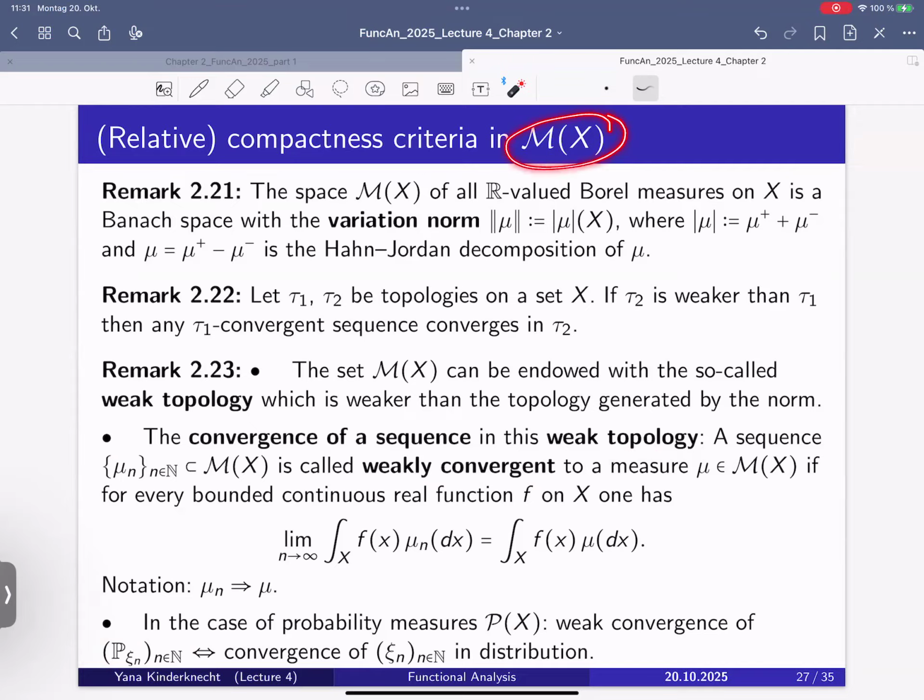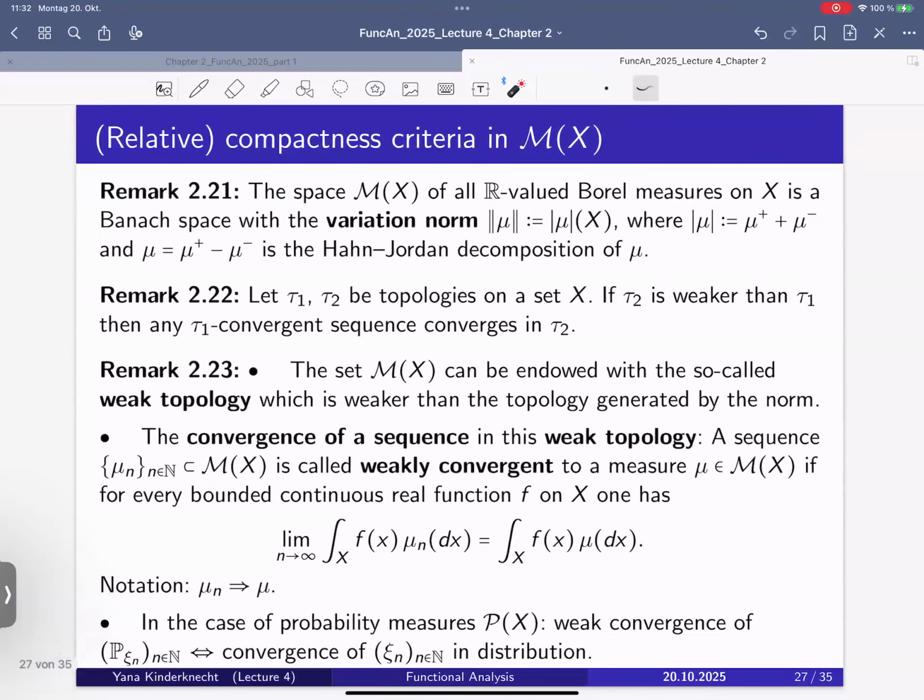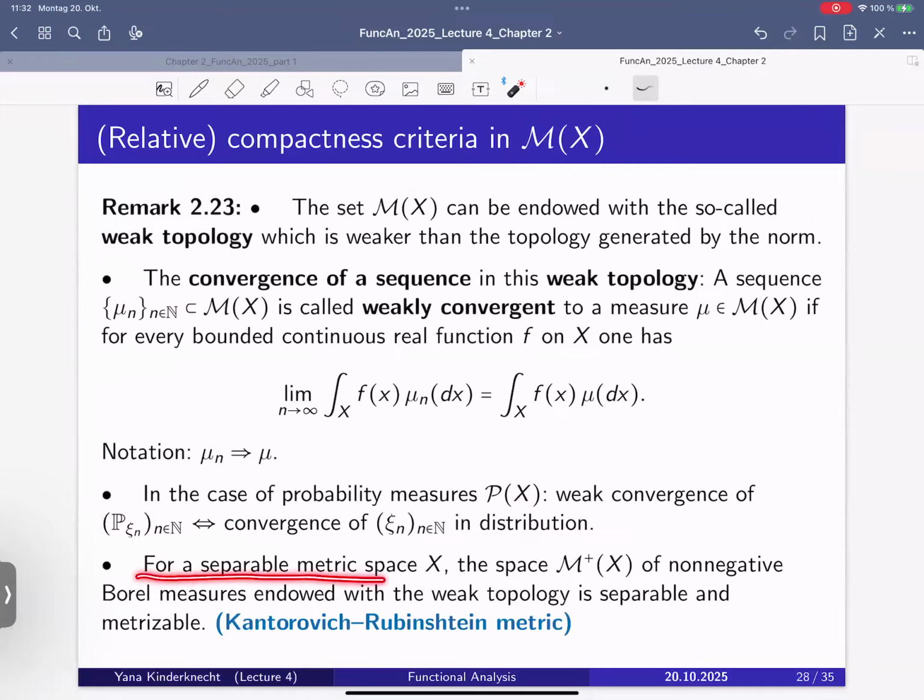So we consider this space with a topology which is called the weak topology. We don't know anything so far about this topology except that the convergence of sequences is given by this condition, where we use bounded continuous real functions as test functions, so to say. Remark: if our space X is a separable metric space, then this symbol denotes a subset of this space, not a subspace, since this is a vector space. It is just the subset containing all non-negative Borel measures. The statement is that this subset, endowed with the weak topology, is separable and metrizable. There is a metric called the Kantorovich-Rubinstein metric.